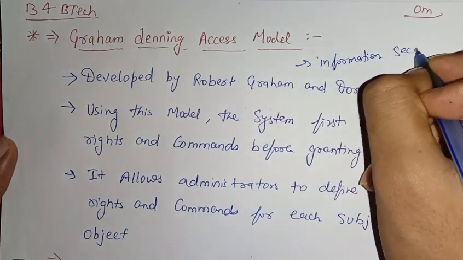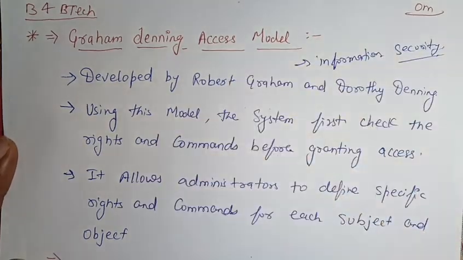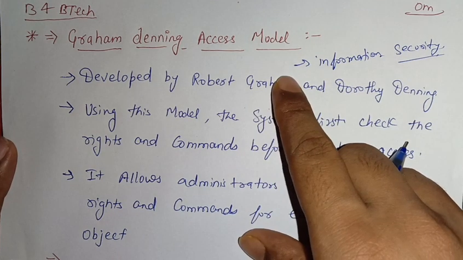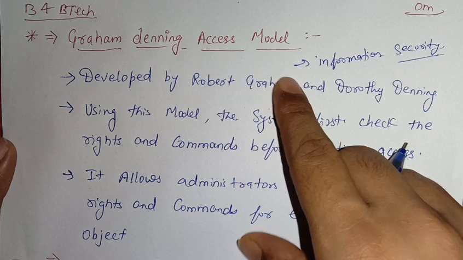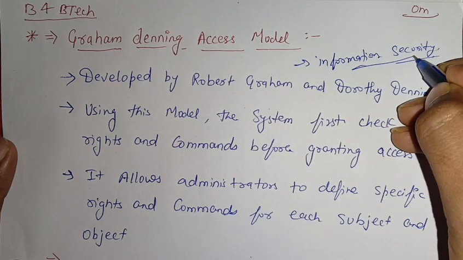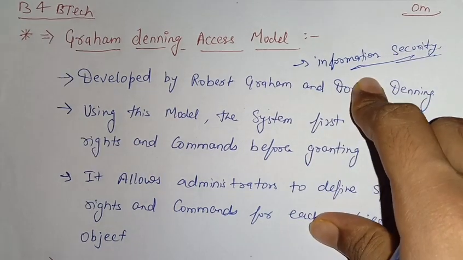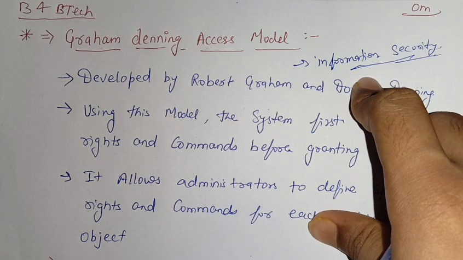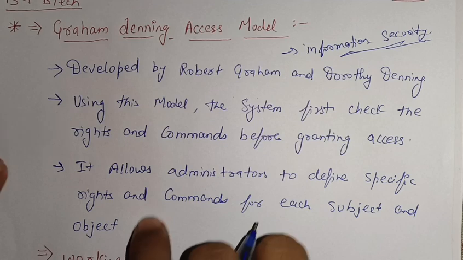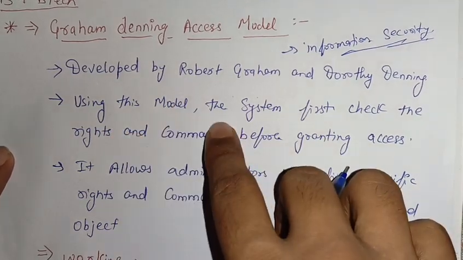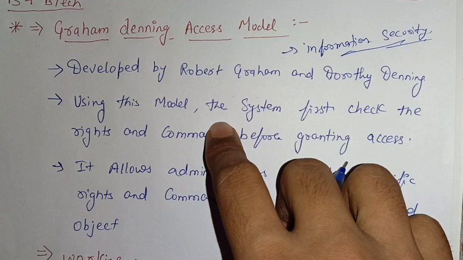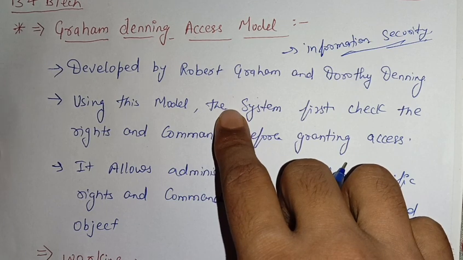Before this we have studied two more models. The first one was the Bell LaPadula model, the second was the Harrison model, and this third one is the Graham-Denning access model. This is also one of the information security models. To secure the data and the information of any organization, these models are used. This is a very secure model compared to the Bell LaPadula model and the Harrison model.